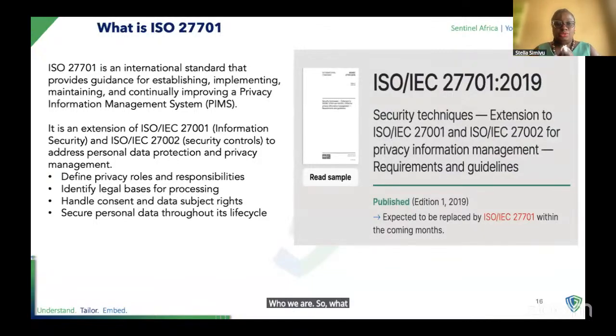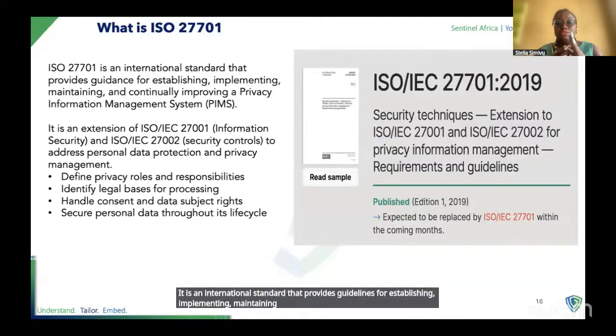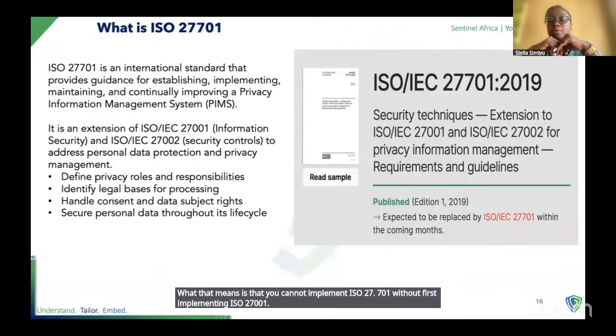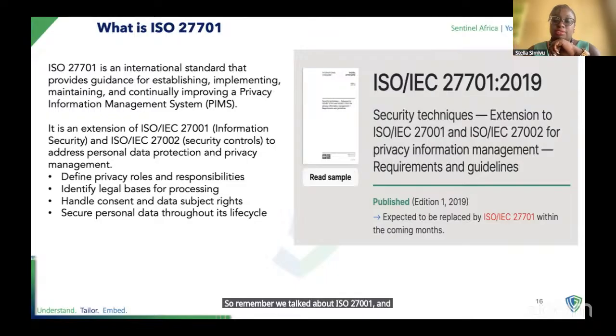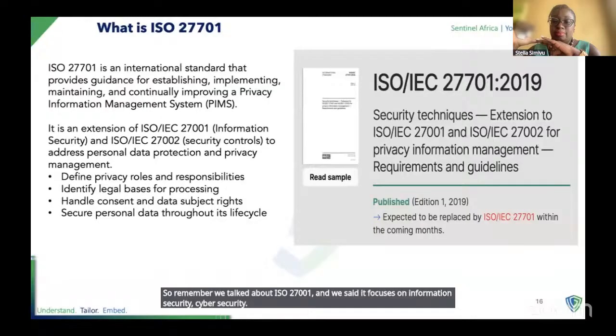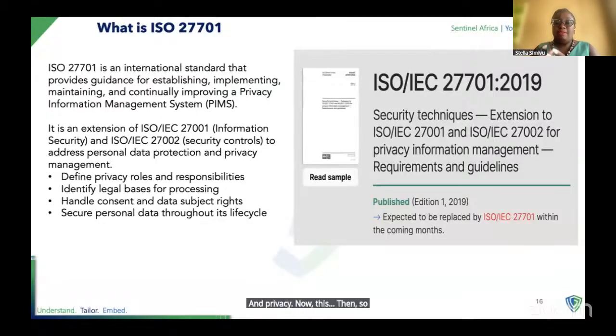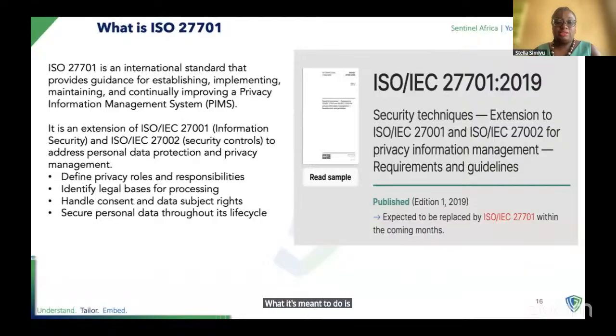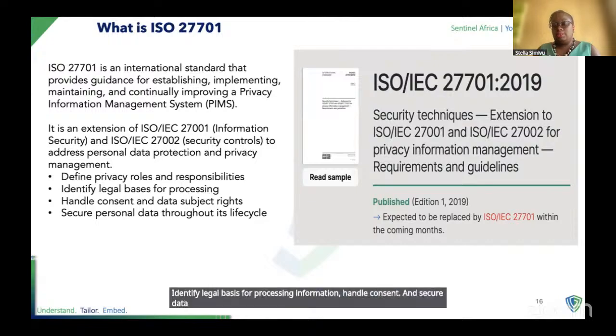So what exactly is ISO 27701? It is an international standard that provides guidelines for establishing, implementing, maintaining, and continually improving a privacy information management system. And it's an extension of ISO 27001. What that means is that you cannot implement ISO 27701 without first implementing ISO 27001. So remember, we talked about ISO 27001, and we said it focuses on information security, cybersecurity, and privacy. Now, this then solely focuses on privacy, but it extends the requirements of ISO 27001. What it's meant to do is define privacy roles and responsibility, identify legal basis for processing information, handle consent, and secure data throughout its life cycle.